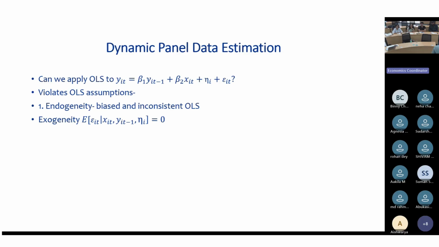For every Y_{it}, you will have an eta_i. For every Y_{i,t-1} also, you will have an eta_i, right? Because this eta_i does not change. You're building a panel data model. The eta_i remains the same throughout the model, right? All the X variables will change according to time.